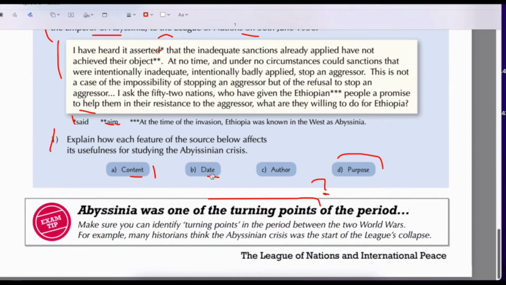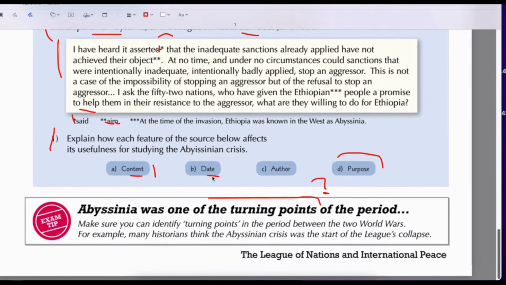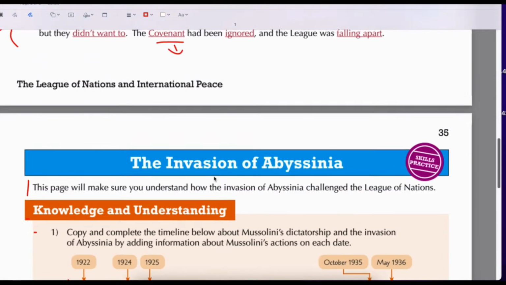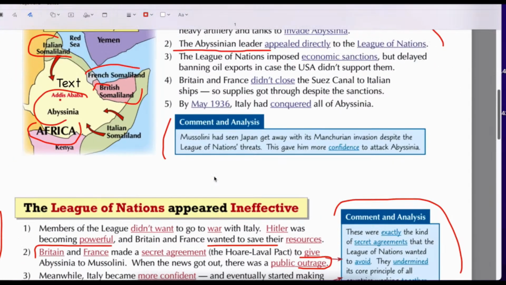So this is what you have to do today. Analyze it carefully, go over all of it, study, answer these questions, and do this homework for me, okay?